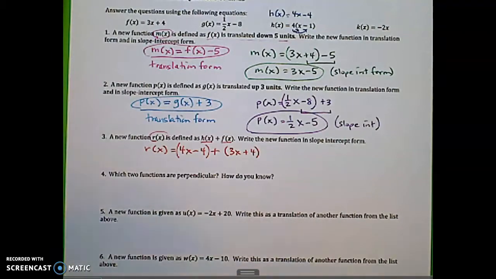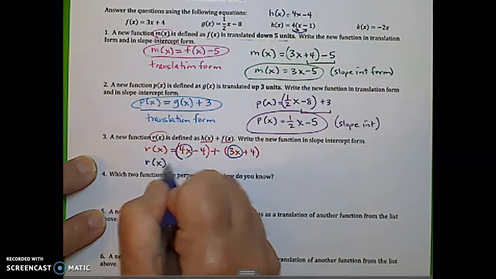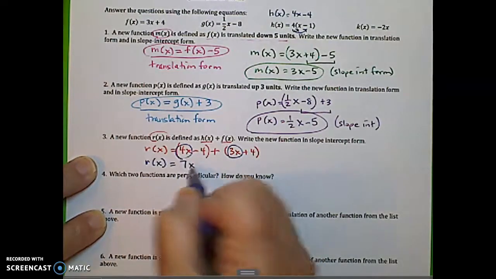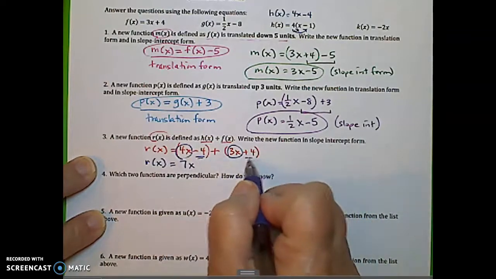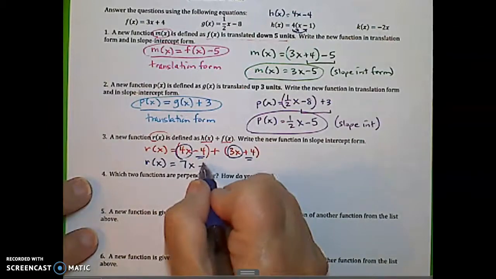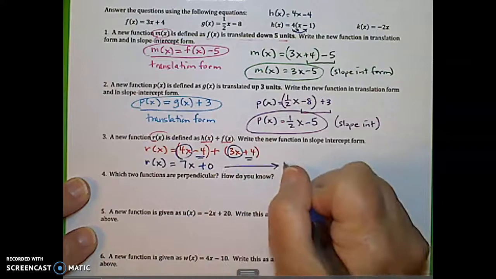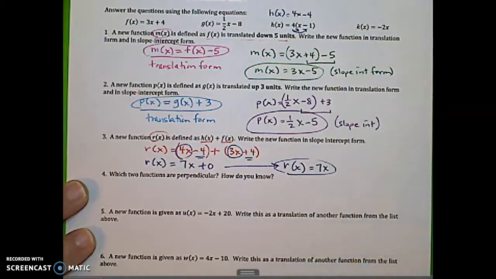Now I need to combine like terms. So I'm going to combine these terms. Let's rewrite r of x again. 4x plus 3x is 7x. And then let's see the numeric part. Minus 4 plus 4 is 0. Usually we don't write a plus 0, so I'm just going to write this as r of x equals 7x. That is it.